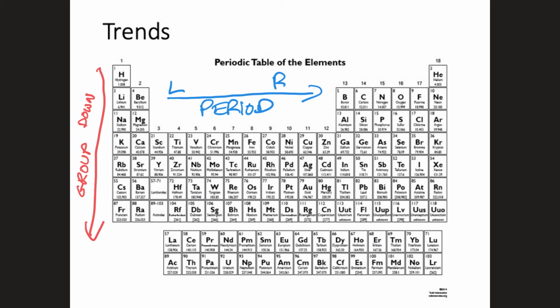So we go from left to right when we talk about a period, the trend, and then down a group when we talk about going down a group. So when I say the trend across a period, we always start at the left and go to the right. When I say down a group, we always start at the top and go down to the bottom of that group.